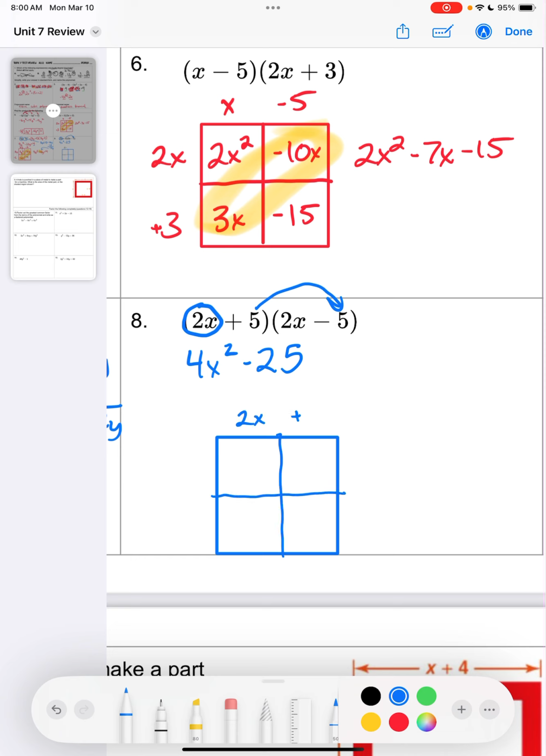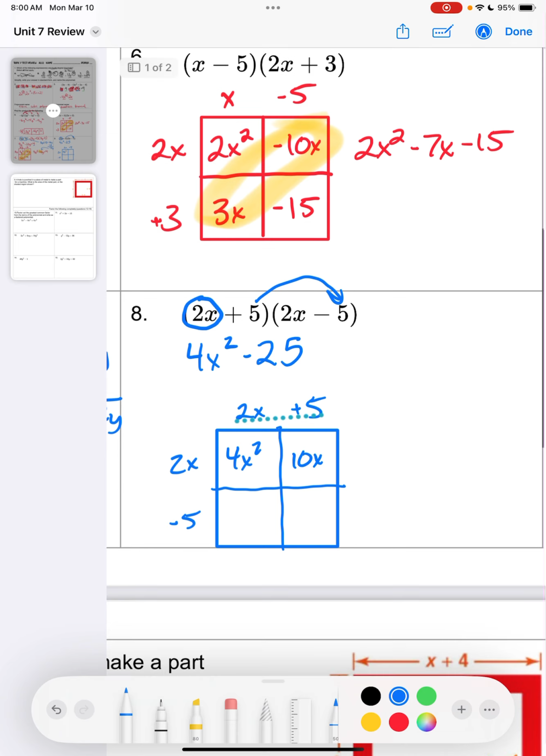So 2x plus 5, 2x minus 5, 4x squared in the upper left, 10x in the upper right, -10x in the bottom left, and -25 in the bottom right. And as forecasted, those two are opposites. Those two would cancel out, leaving us just 4x squared minus 25. We'll hit pause there and we'll do part 2 in the next video.